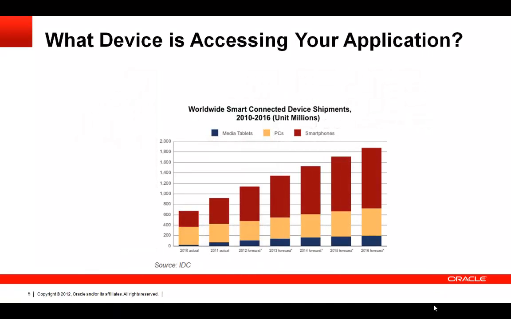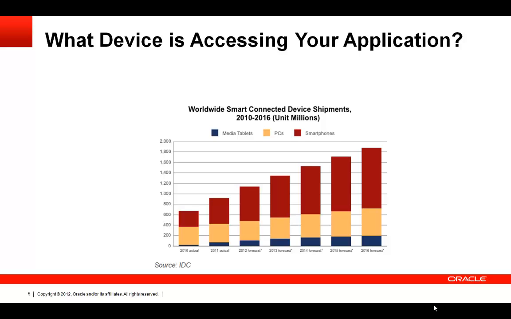If you look at the trend in the market, more and more tablets and smartphones are being sold every year. They are expected to outnumber the number of PC and desktop type of devices pretty soon in terms of devices that are accessing internet applications.